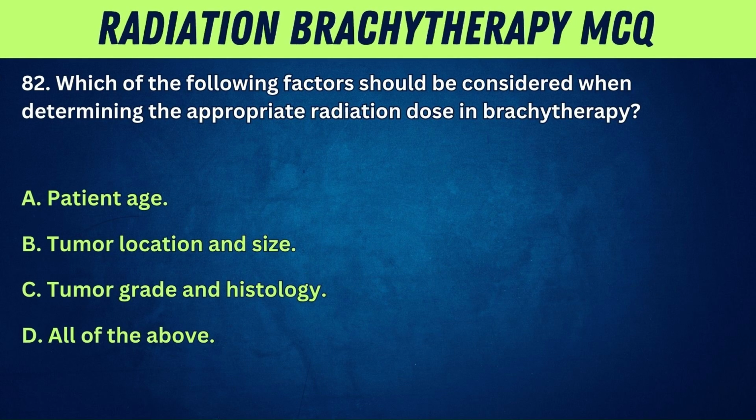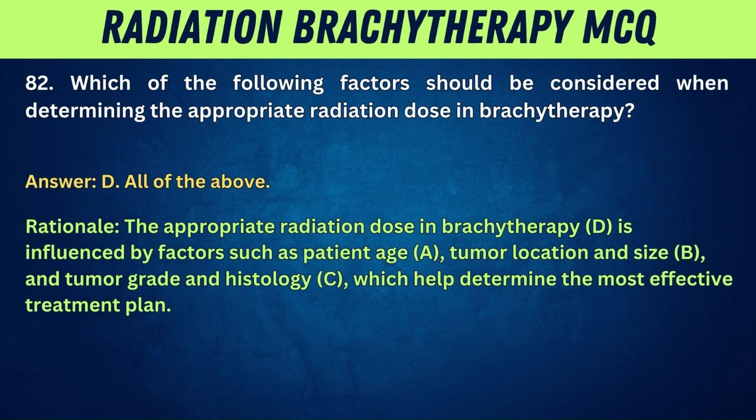82. Which of the following factors should be considered when determining the appropriate radiation dose in brachytherapy? A. Patient age. B. Tumor location and size. C. Tumor grade and histology. D. All of the above. Answer: D. All of the above.